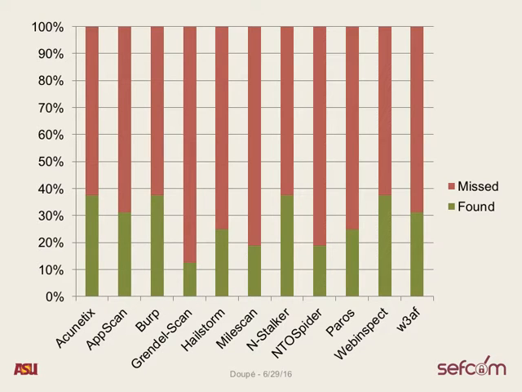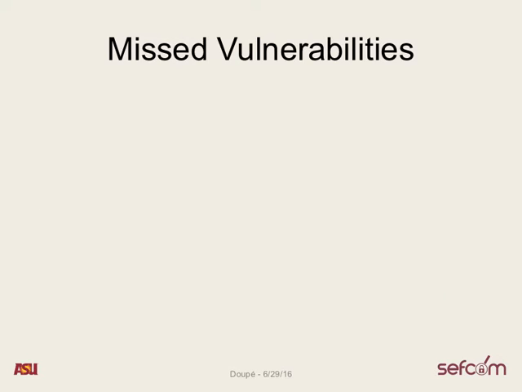You can see there's a huge variance in these tools. On some vulnerabilities, Burp was actually pretty good, but some things like Red Scan, which may not exist anymore, MileScan, NTO Spider, there's a huge range in what they found and didn't find. So it's interesting to look at what they missed.